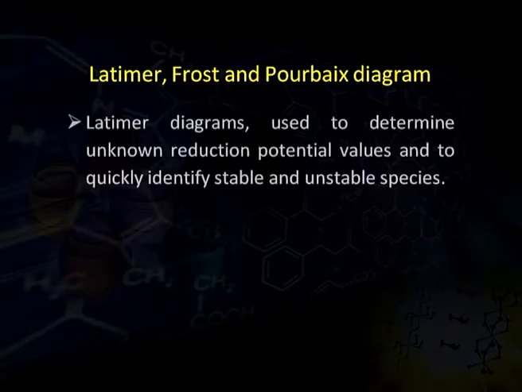There are three types of diagrams associated with the electrode potential value, the free energy value, and pH value, and all these diagrams have great significance. Latimer, Frost and Pourbaix diagrams. The Latimer diagram is used to determine unknown reduction potential values and to quickly identify stable and unstable species, which again is based on the reduction potential value.